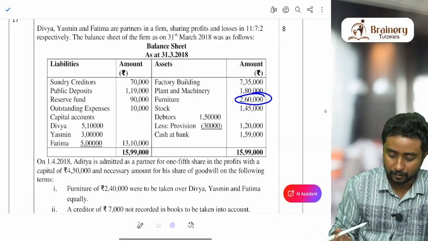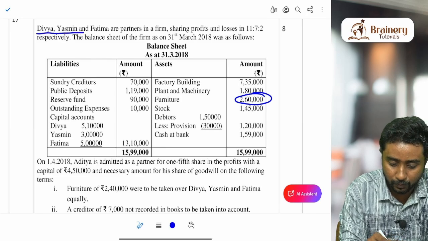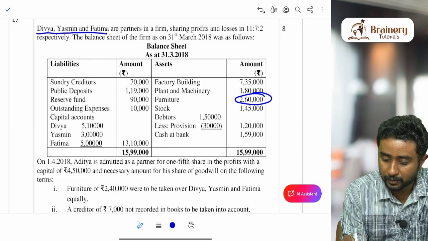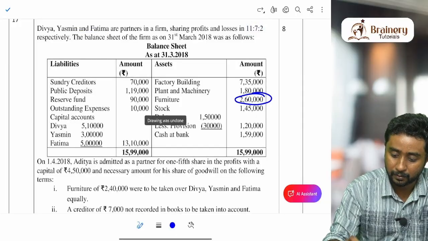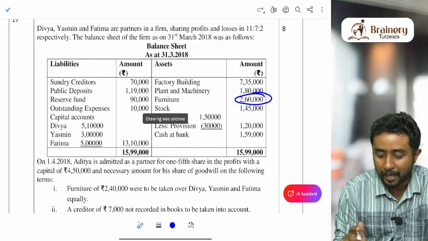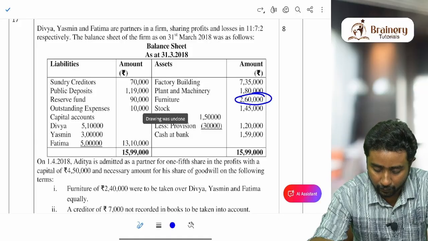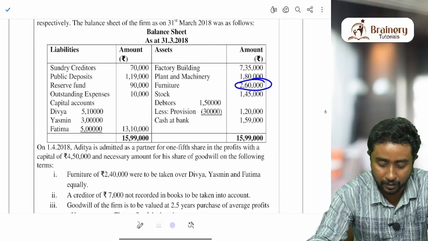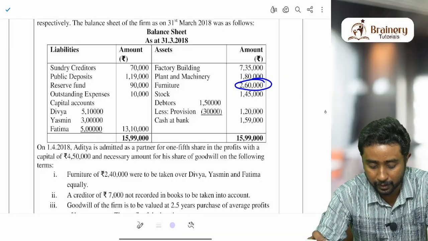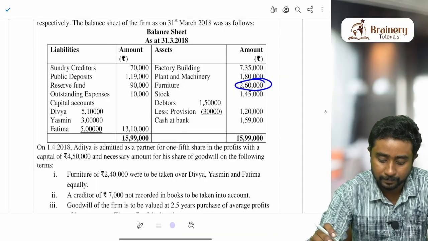As you can see on the screen, there are three partners, Divya, Yasmin and Fatima, sharing profits and losses in the ratio of 11:7:2, that is the profit sharing ratio, and the balance sheet on 31/3/2018 is given, where you can find amounts like creditors, public deposits, reserve fund, outstanding expense, capital account. All the assets and liabilities are given.